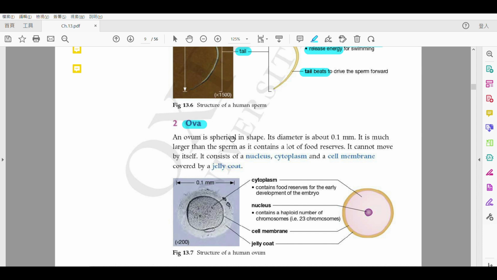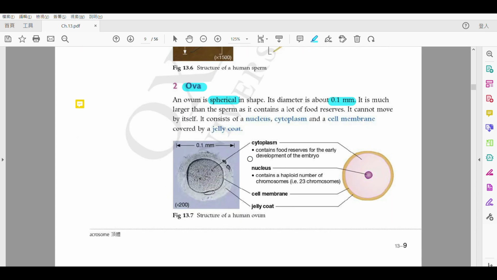So first, we will know that their shapes are different. One is tadpole shape, and the other one is spherical. Spherical means a ball shape, a sphere. And then the diameter, as you can see, the size is a little bit larger.